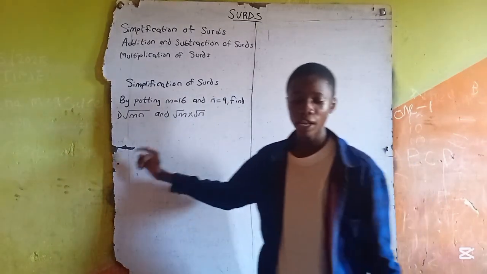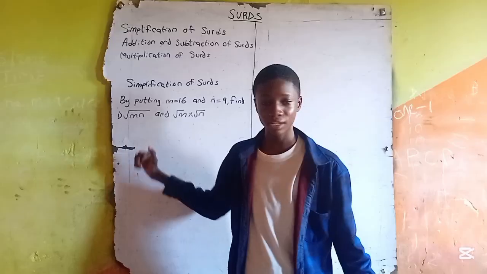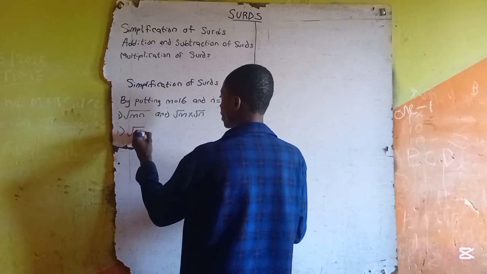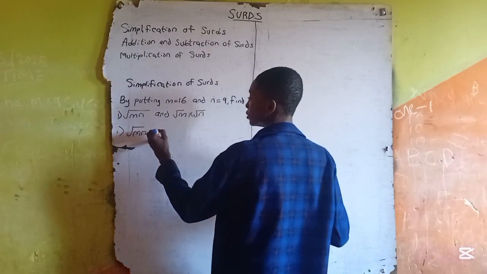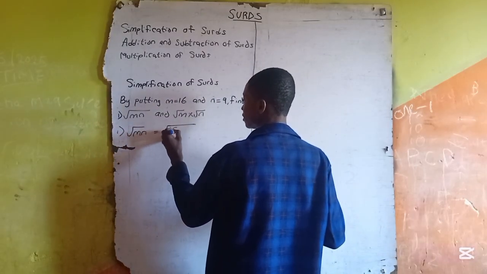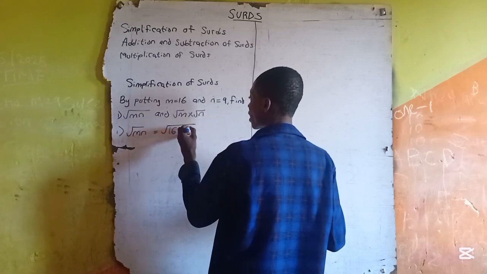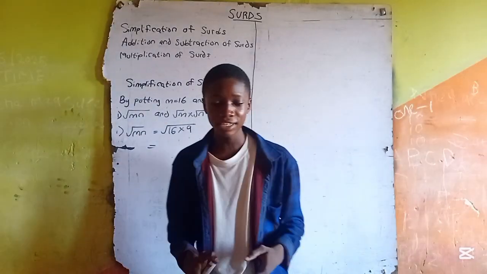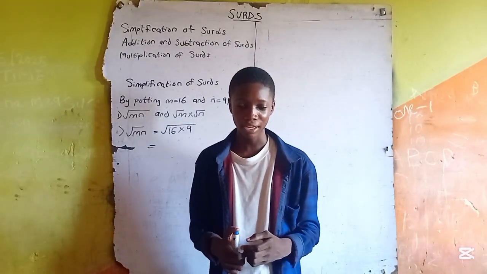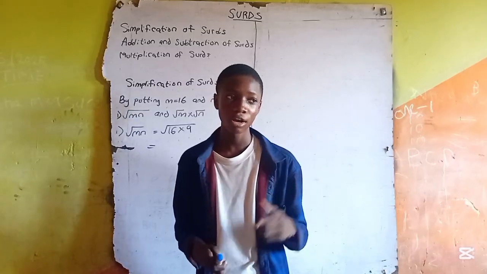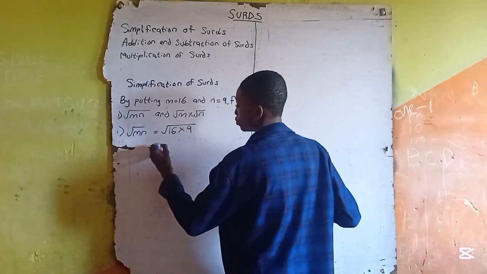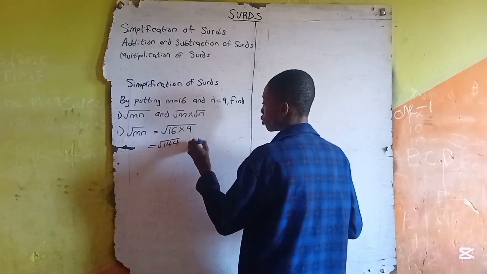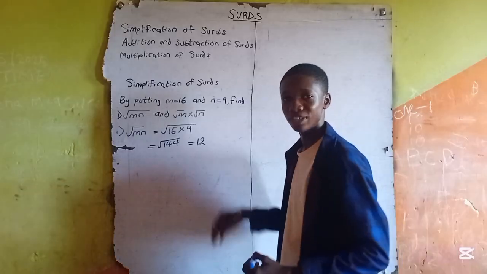Now, first of all, let's go with the first example, which is root mn. Our m is 16, so it equals root 16 multiplied by our n, which is 9. So 16 multiplied by 9 is 144. So it is root 144. The square root of 144 will now be 12. That's how to get the first one.